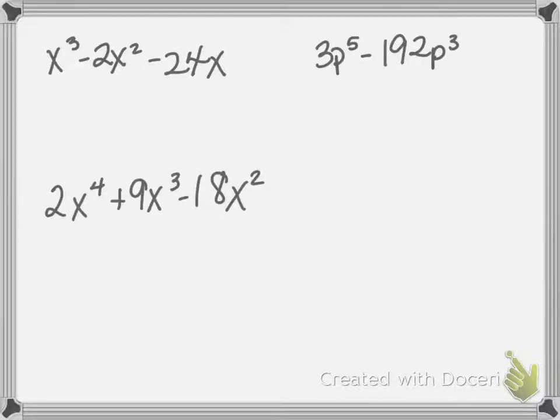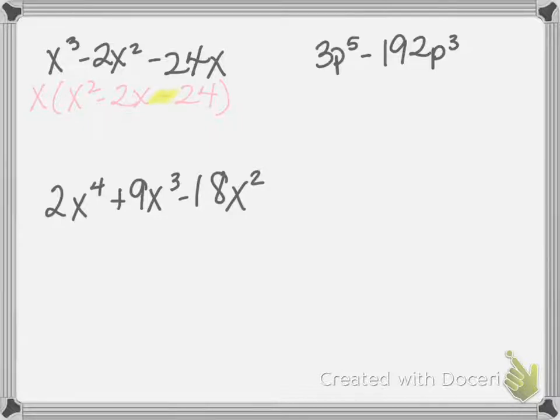So for these examples, the first thing that we want to do is factor out our GCF. The first one is just going to factor out with a normal x, and so we can write it as x squared minus 2x minus 24. And then from here we can go ahead and figure out that we can factor this a little bit further.